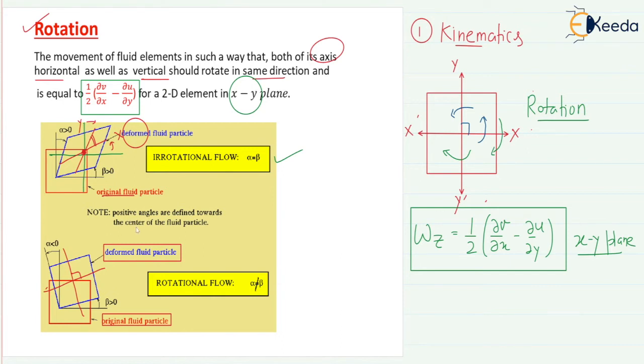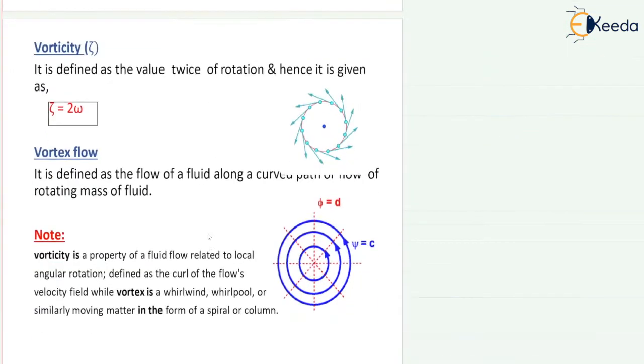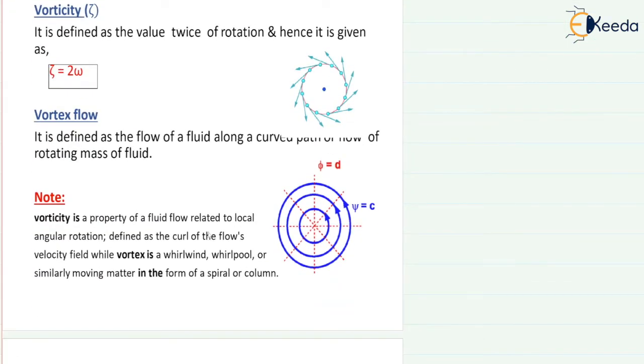Okay. Now we'll go to the next case, vorticity. Vorticity is also a property of the fluid. It is defined as twice the rotation and is given as zeta equals twice omega. So zeta is equal to twice omega. This equation is valid for finding the value of vorticity, and it is 2 times omega.